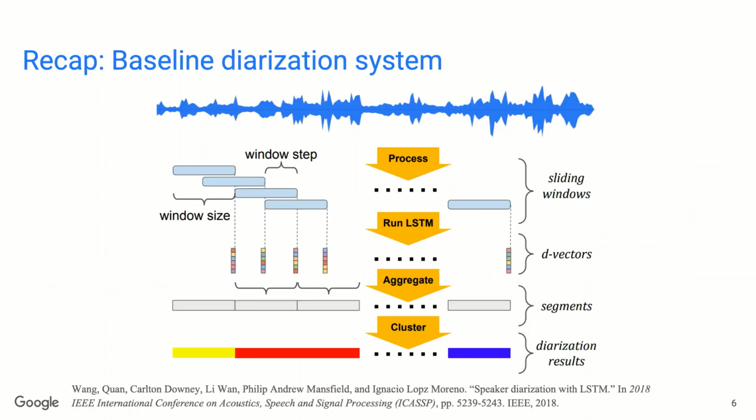This is the diagram of our baseline system. First, we extract overlapping sliding windows. Then, we run LSTM on each window. We aggregate the window embeddings into segment embeddings, and we cluster those segment embeddings to produce final diarization results.